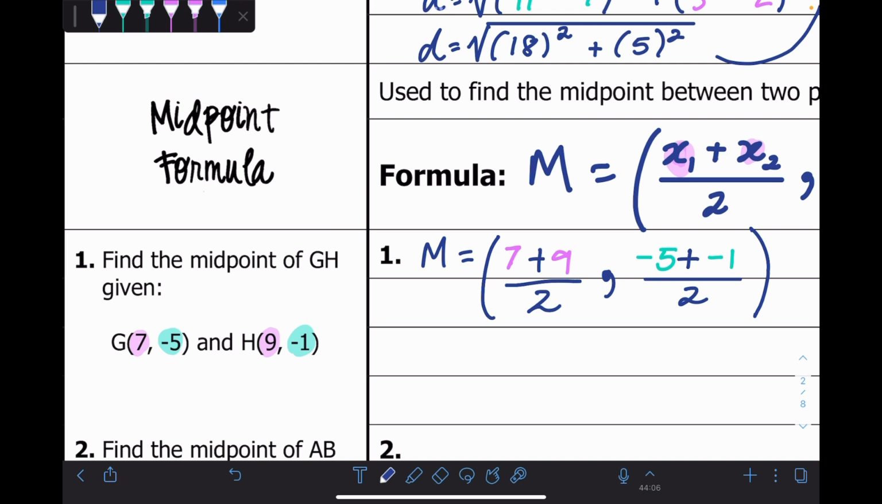Done. Easy. That's us substituting it all into the formula, and it's easy days now. The rest is just computation, which we can even use a calculator for, but we shouldn't need to. So we have 7 plus 9. That's 16. So we got 16 divided by 2, comma.